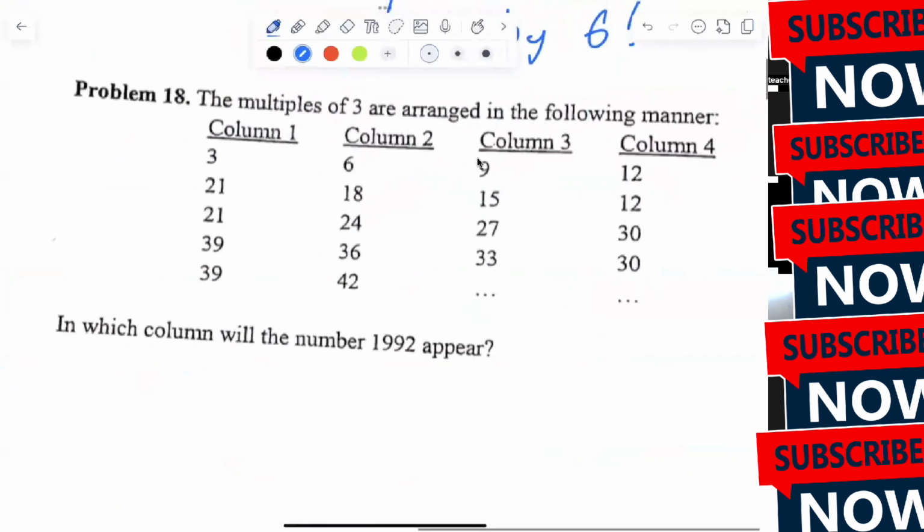Problem 18. The multiples of 3 are arranged in the following manner: 3, 6, 9, 12, 15, 18, 21, 24, 27, 30. In which column will 1992 appear? Notice that all even multiples of 3 are going to be in column 2 or column 4.